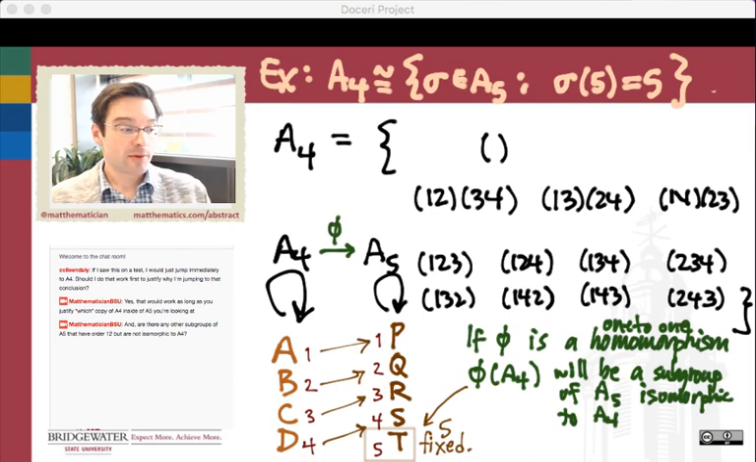This is probably what mathematicians would think of as the most natural way to realize A4 as a subgroup of A5, is just to declare that this 5th symbol is extra. And so none of the permutations in the image of A4 under this homomorphism are going to do anything to that 5th symbol. Okay, so all of that is to say that this is one way of identifying a subgroup of order 12 inside of the group A5.